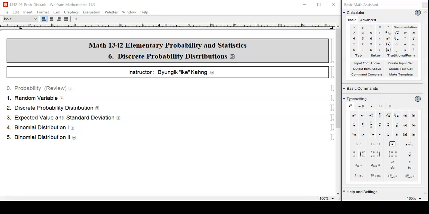Hello students, welcome back. Now let's go to section 5, Binomial Distribution 2. Here we're going to talk about some theoretical foundations for the binomial probability mass function formula.